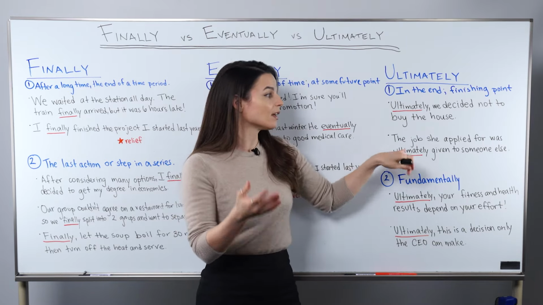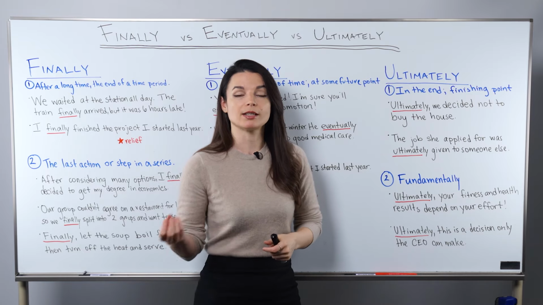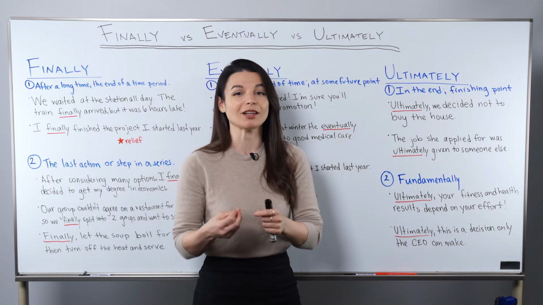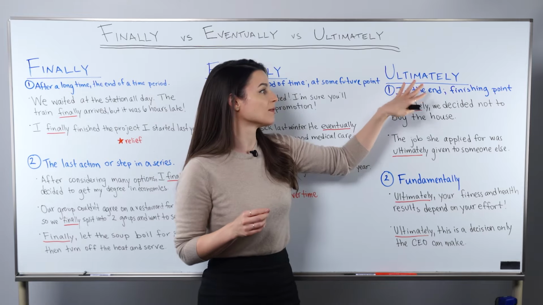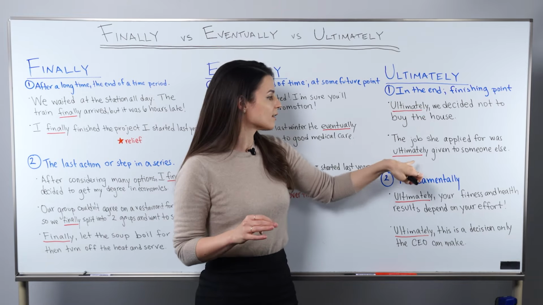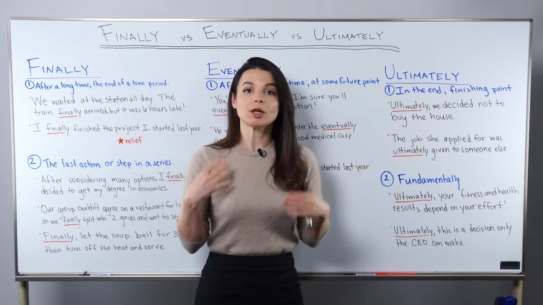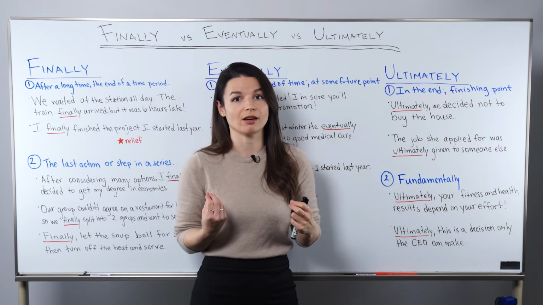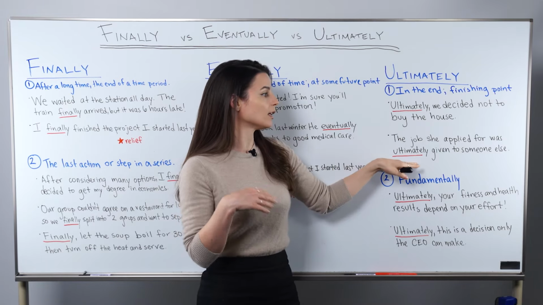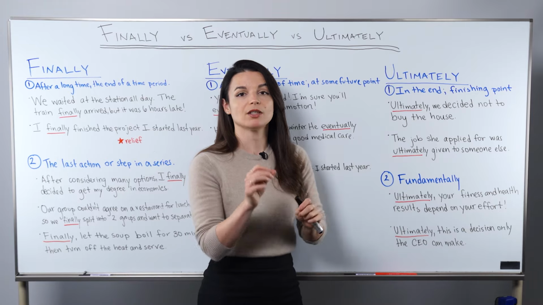So in the end, the job she applied for was given to someone else. That's another helpful kind of keyword you can think of with ultimately, as in the end. So in this situation, someone applied for a job and she did not receive the job. So ultimately, the job she applied for was given to someone else.